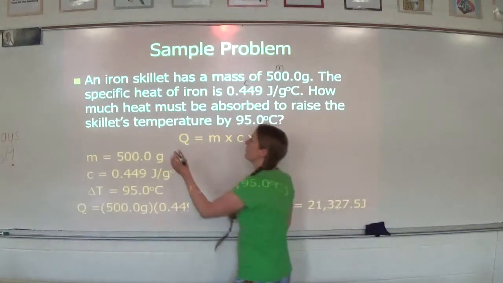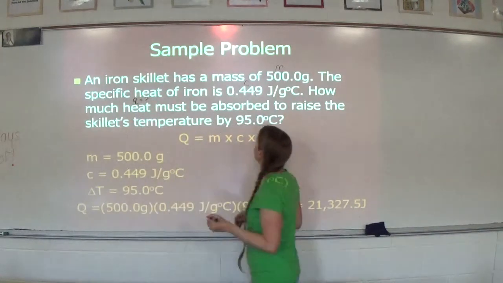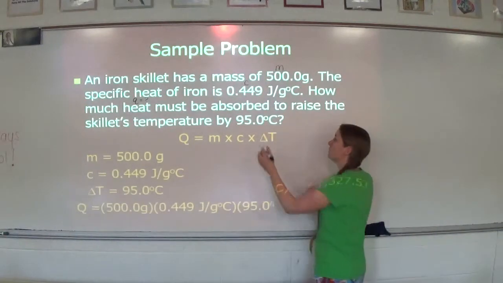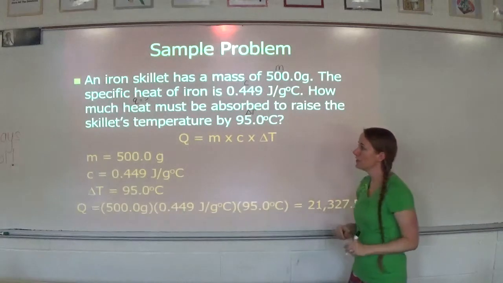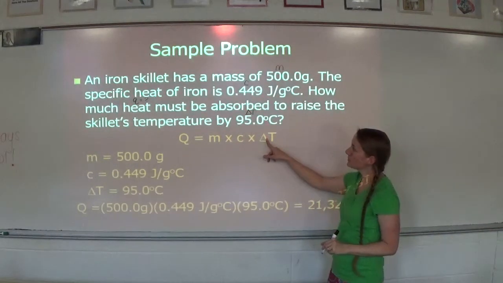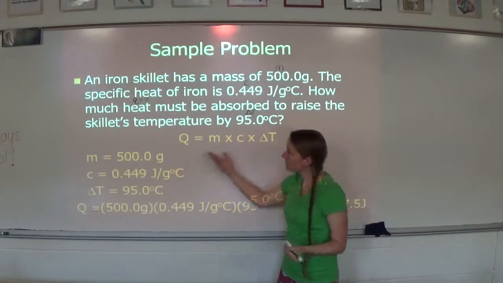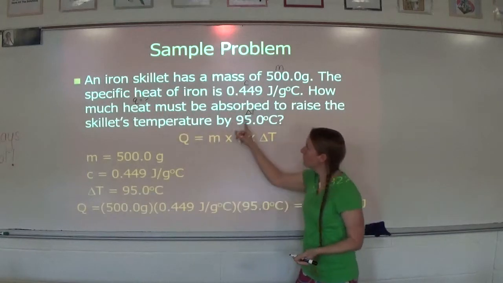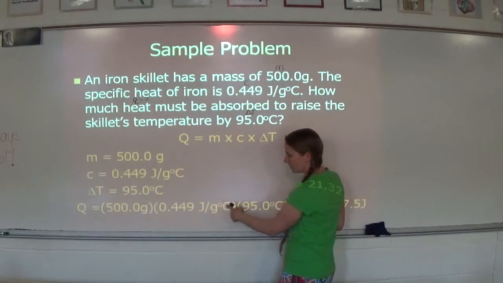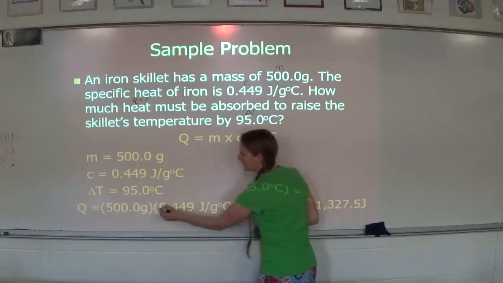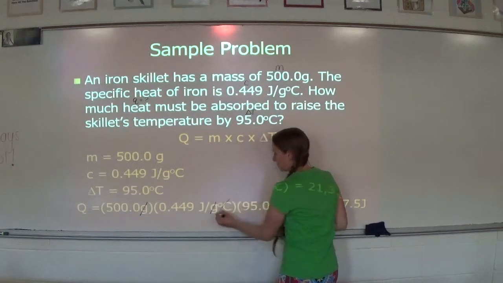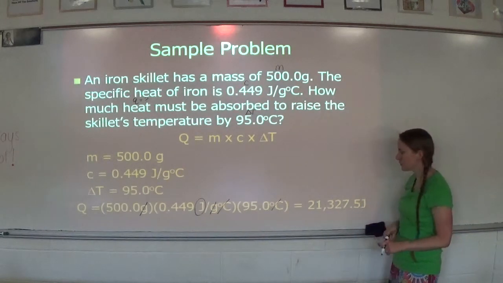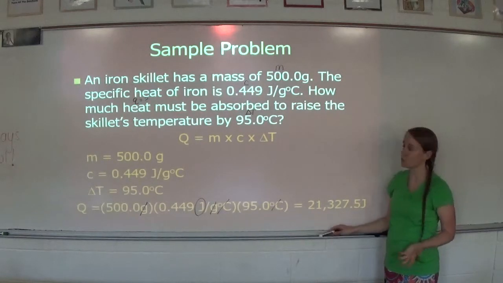How much heat, so I'm looking for Q, must be absorbed to raise the skillet's temperature by 95 degrees Celsius? They didn't give me a final and initial temperature, they just gave me the temperature change right there. Okay, so Q equals m times c times delta T. Here's my m c delta T, so I just plug in: my m times my c times my delta T. If you look, grams and joules, and grams and degrees Celsius is on the bottom. So grams cancel, degrees Celsius cancel. The unit I'm left with is joules, and once I multiply across, I get 21,327.5 joules.